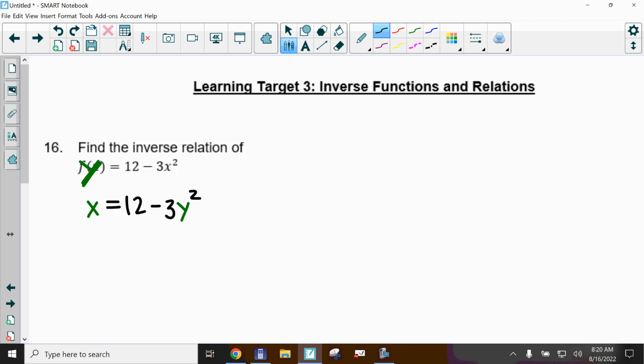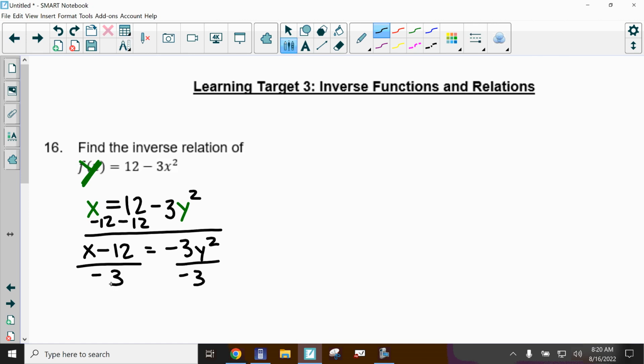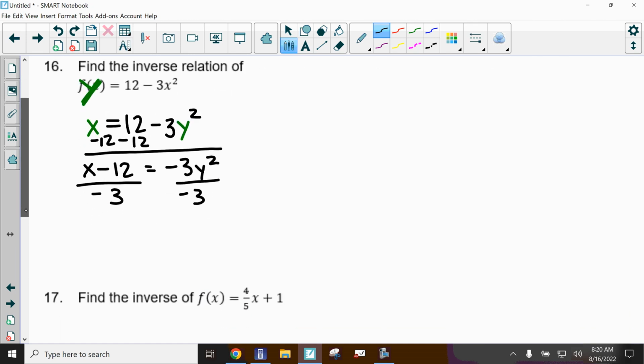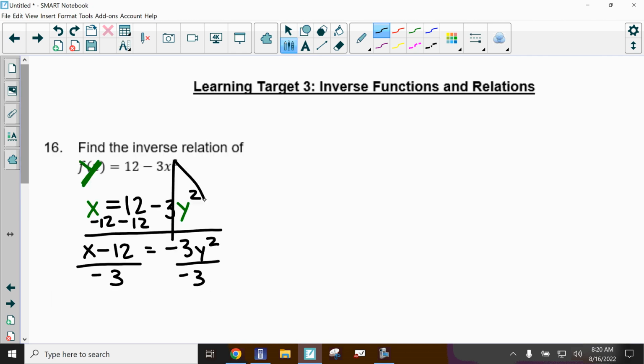Now we have to solve for y. So if I solve for y, I'm going to subtract 12 from both sides. Be careful with x minus 12. Those are not like terms. So you can write x minus 12 equals minus 3y squared. And then we just divide by minus 3. So we're trying to get the y by itself. We divide the whole thing by minus 3. You can actually split up the x minus 12 divided by the minus 3 into two separate minus 3s, but I'm too lazy, so I'll just leave it.